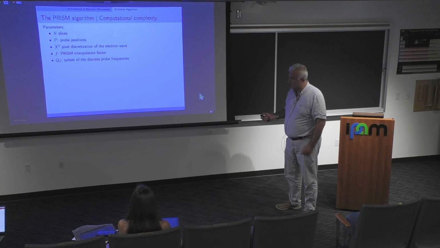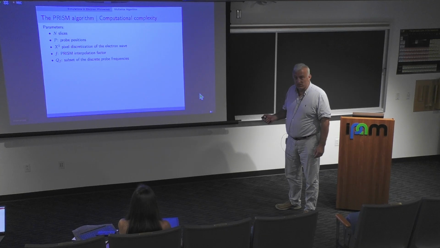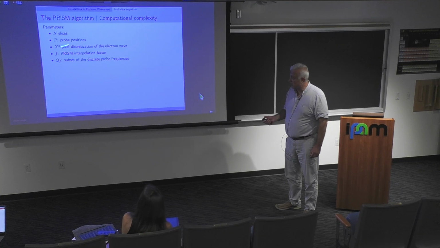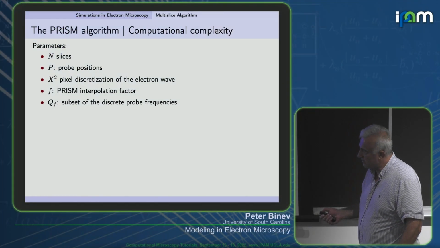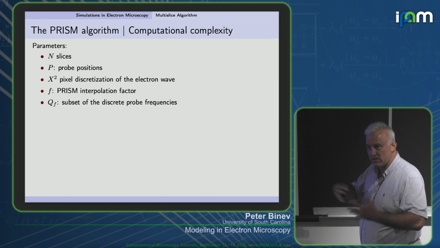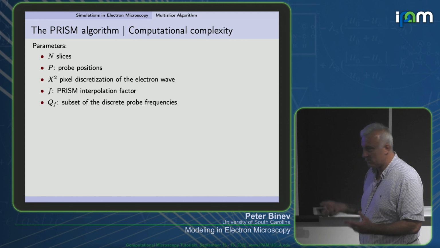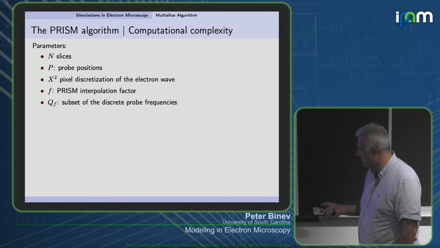Okay, so let's see how we calculate the computational complexity. We usually have n slices. That is something we always have. We have some probe positions, which depend on how your experiments you want to go.